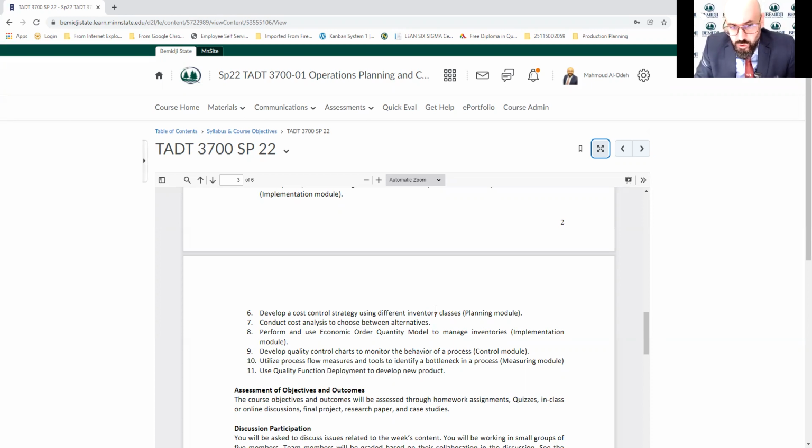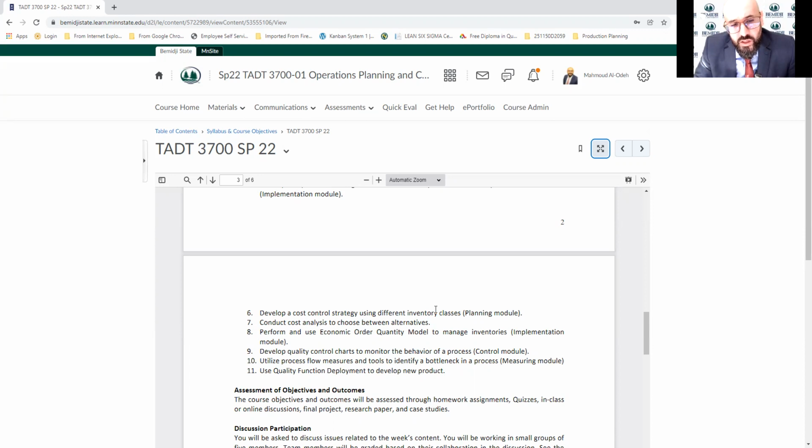Conduct cost analysis to choose between alternatives. As operations manager, what you would do is to make some financial decisions. And one of the things that I need to make sure you're probably aware of it, it's called the break-even analysis or the break-even point. So we will be discussing some of the concept like the break-even point.